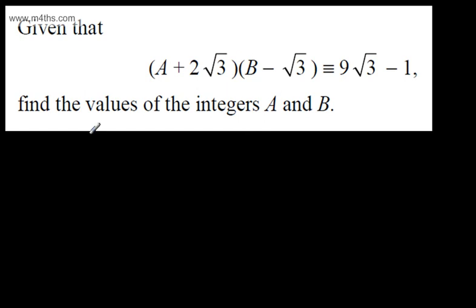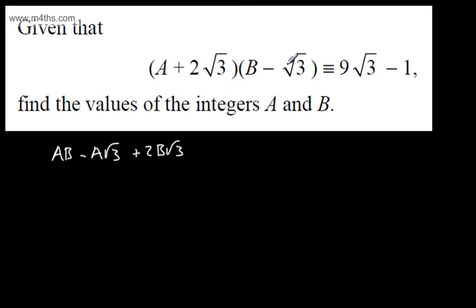We're going to have a multiplied by b, which gives me ab. I'm going to have a multiplied by negative root 3, which is going to give me the minus a root 3. Then I'm going to have 2 times b times root 3, so that's going to be 2b root 3.